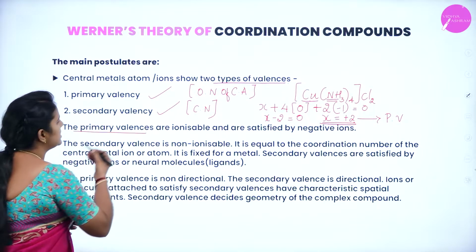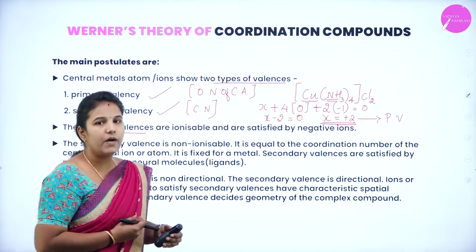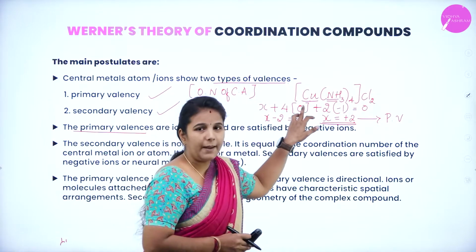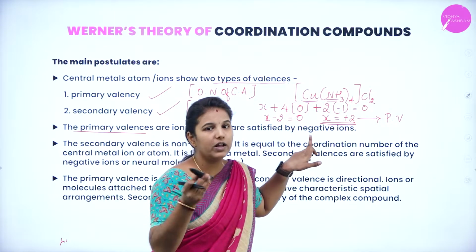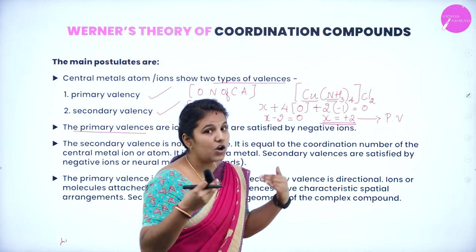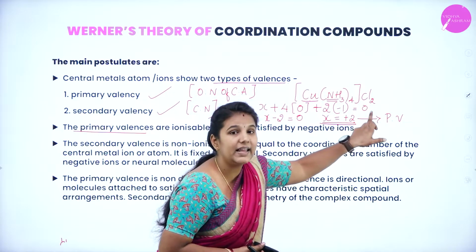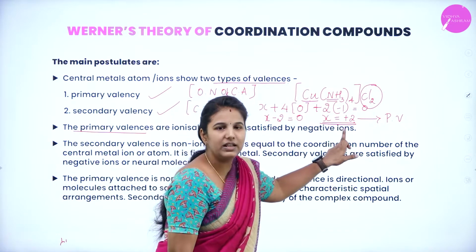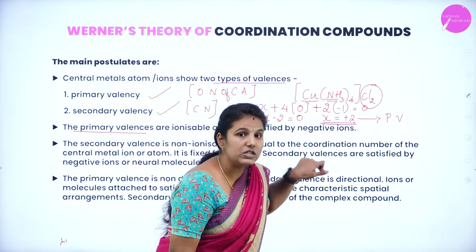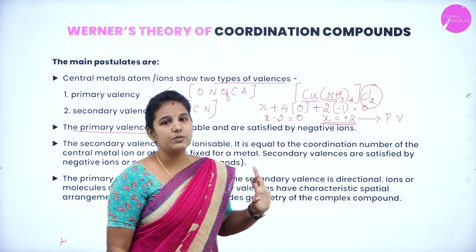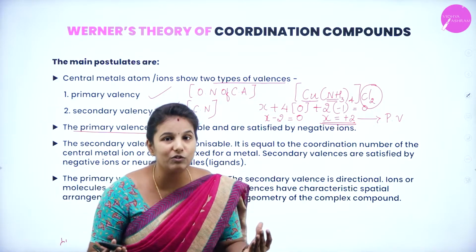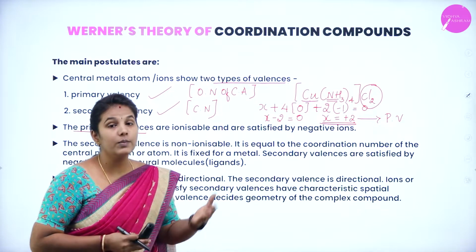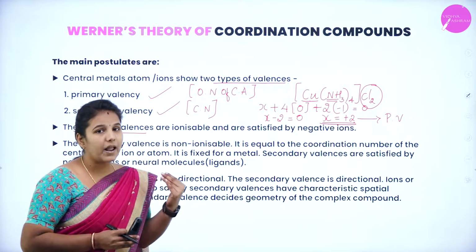So primary valency is ionizable and it is satisfied by negative ions. Which means what? We know that this primary valency is nothing but the oxidation number of the central metal atom. We know that it is always satisfied by what? Negative ions, which are nothing but the counter ions. We know that copper exhibits the +2 oxidation state, and if it loses 2 electrons, it is balanced by what? Negative ions, which are nothing but counter ions. So this was a second idea and it is given by whom? Alfred Werner.